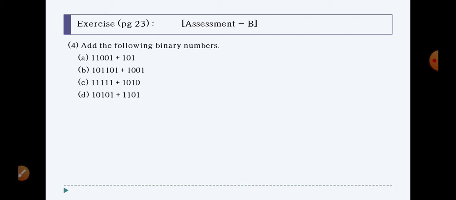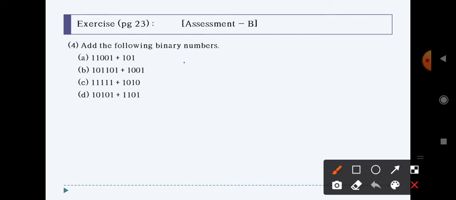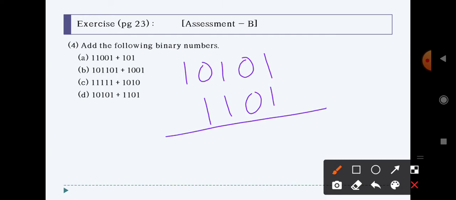D part, let us see over here. D part says 10101 we have, then we have 1101. Okay, now you have to add on both of these quantities. So how we are going to do that? See, we have 1 plus 1, again 0 we have, and you have the carry of 1 over here. Fine. After that 1 plus 0 will be 1, and 1 plus 0 will be 1 again.